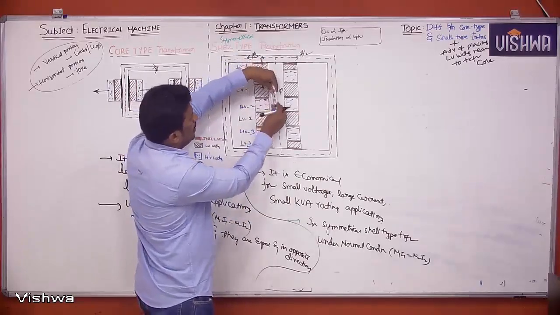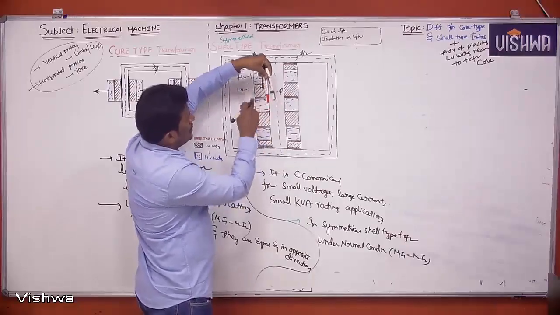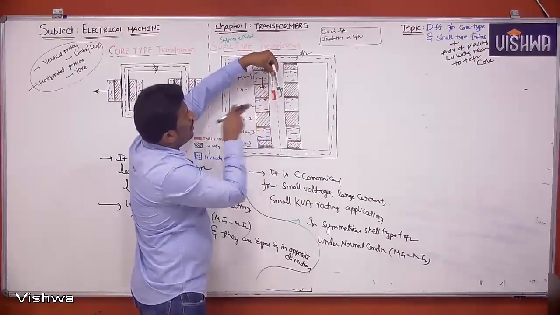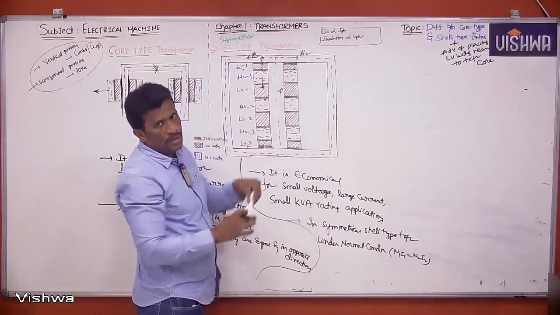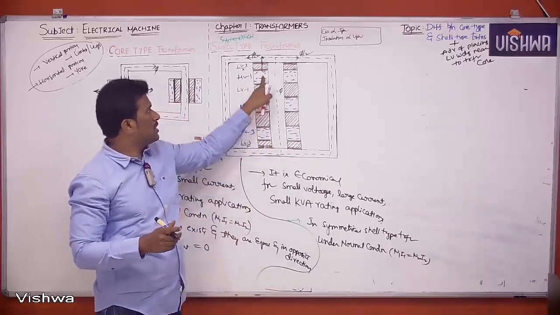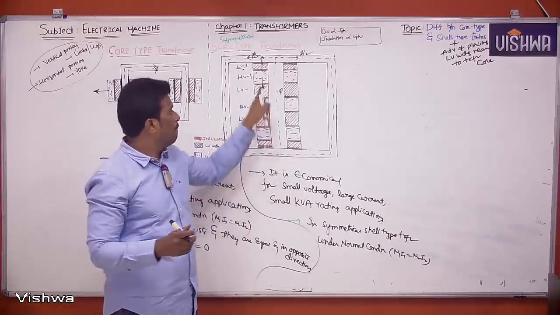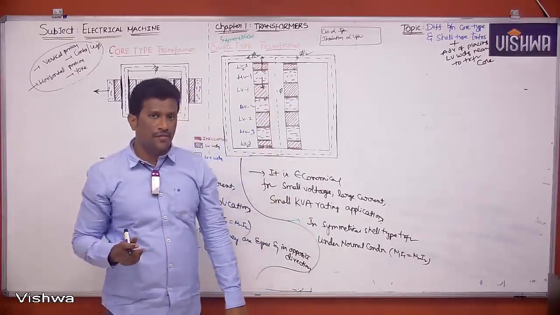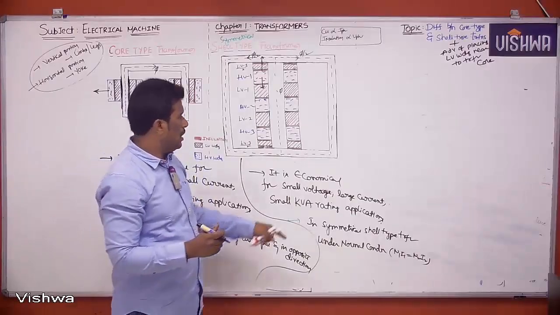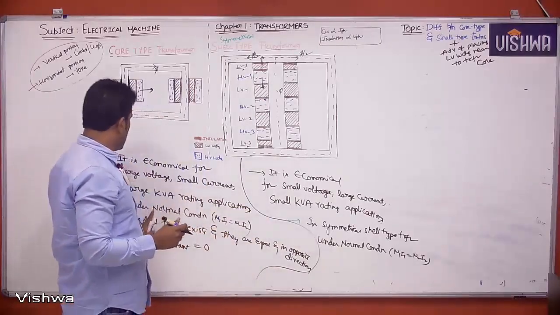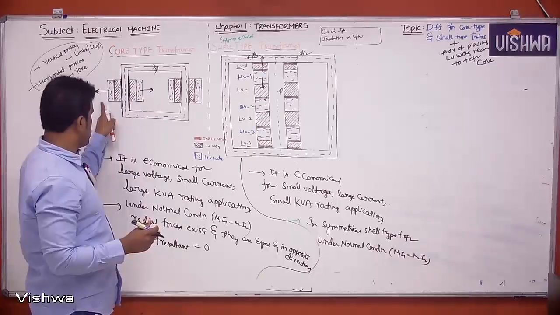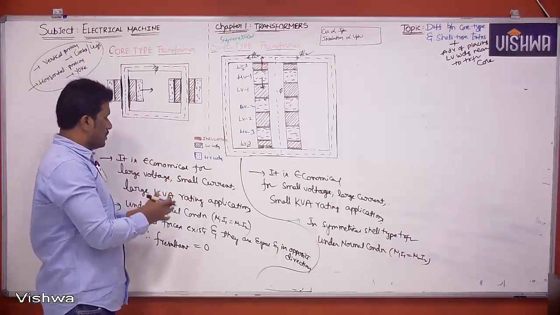This is the middle limb where you are placing windings. These forces acting parallel to this limb, perpendicular to this limb, parallel. So these forces can be called parallel forces, or I can say axial forces. Just like in core type, here you are going to have radial forces. They are equal and opposite. Resultant force equal to 0.